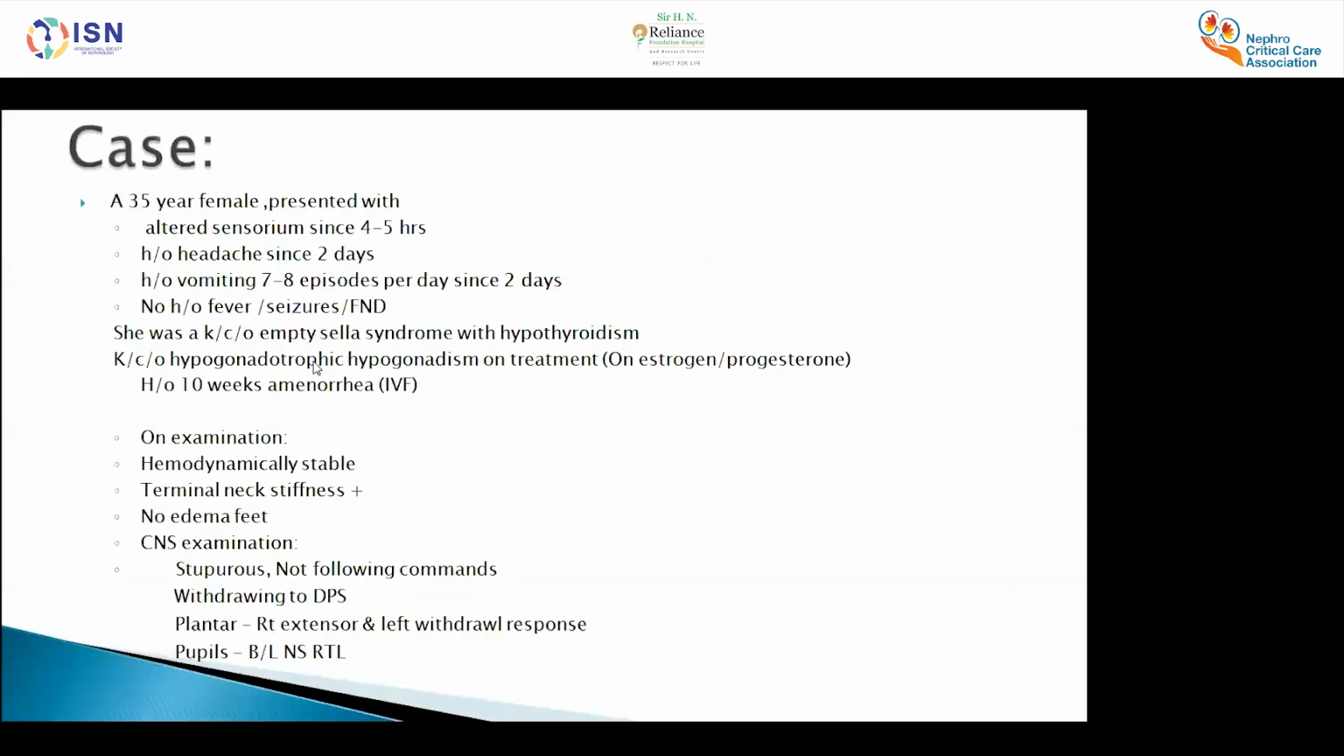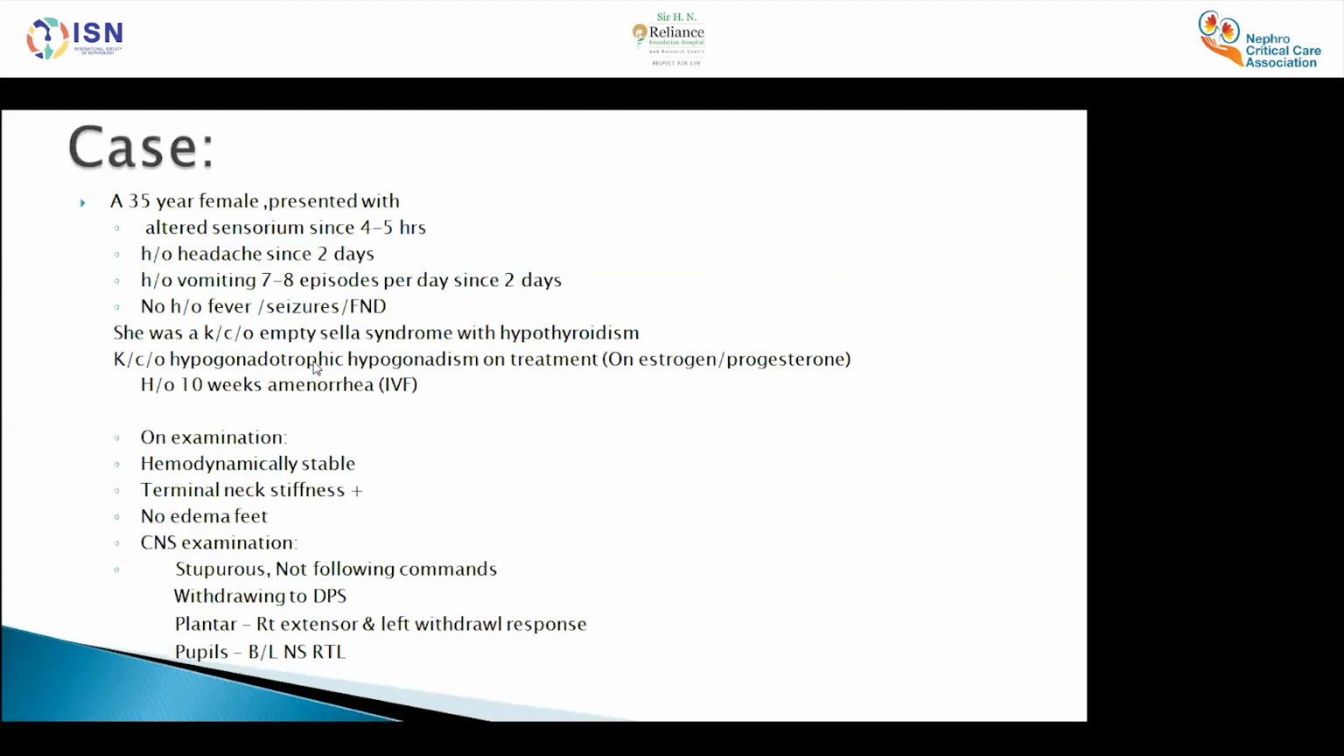So our case is a 35-year-old female who presented with altered sensorium since 4 to 5 days before admission. She had a history of headache since 2 days, history of vomiting 7 to 8 episodes per day since 2 days, and she never had any history of fever, seizures, or focal neurological deficit.